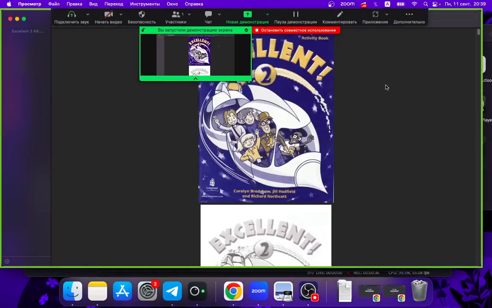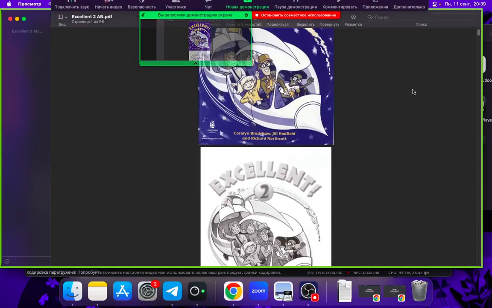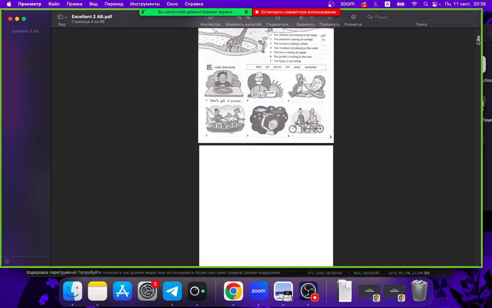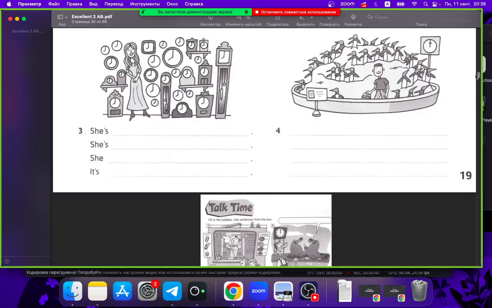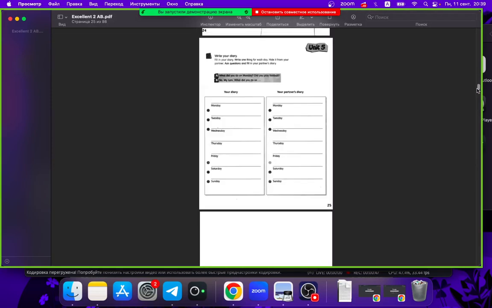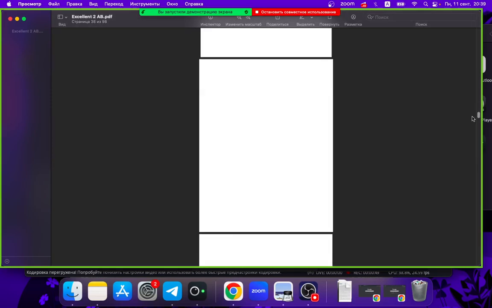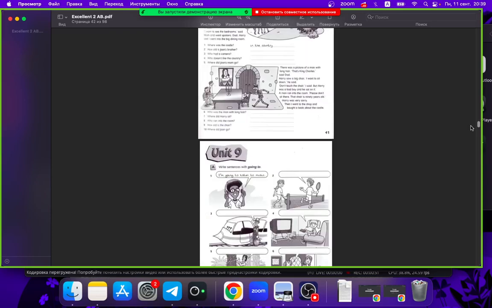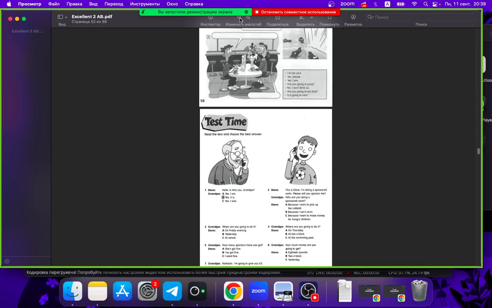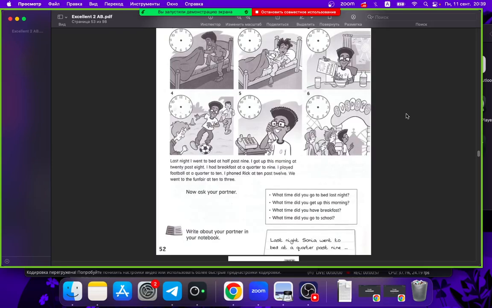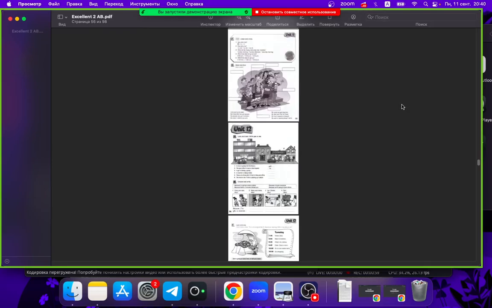Today we're going to work with our excellent book, a wonderful book that I really love. There are a lot of exercises that will help you to revise all of the material that we have been working with. So we have worked with so many exercises so far, and that makes me very happy. The thing is that there are not a lot of exercises left, so I hope that we will be able to fulfill all of them.